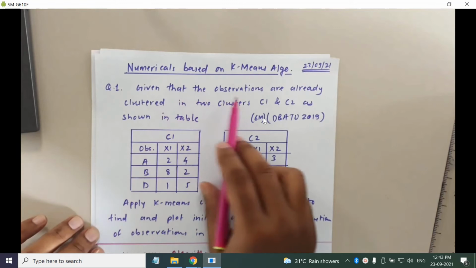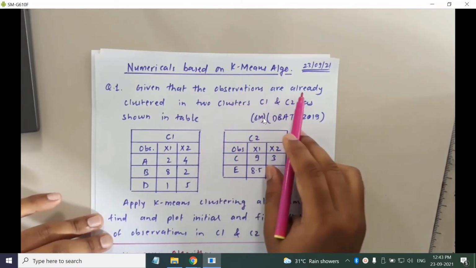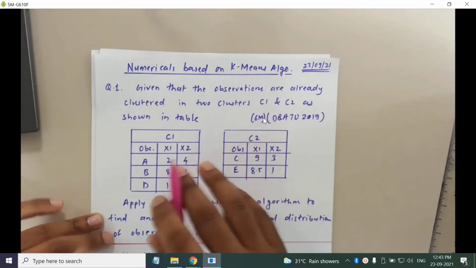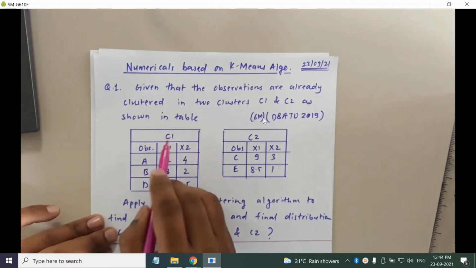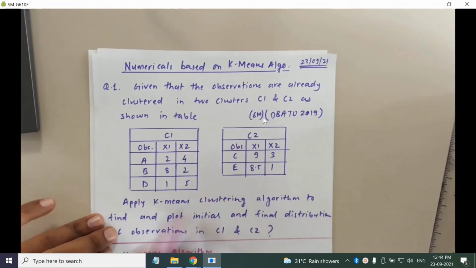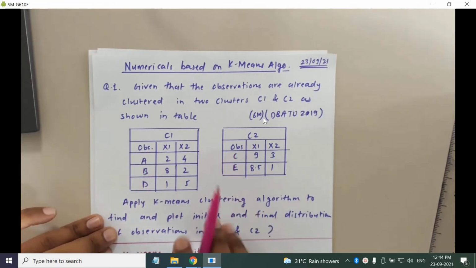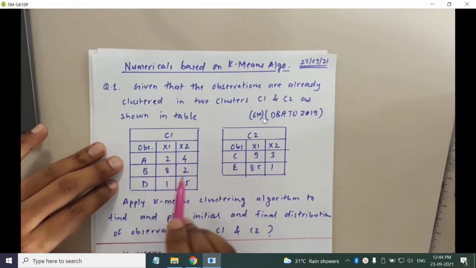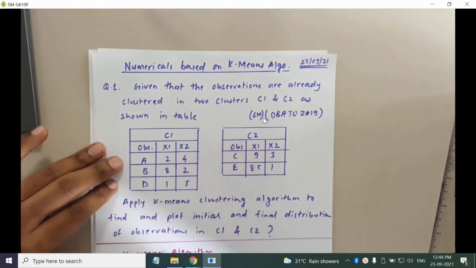So given that the observations, okay, so sample, points, observation means the same thing. Observations are already clustered into clusters C1 and C2. They are already clustered randomly as shown in the table. So these are the data points belonging to the C1 cluster and the C2 cluster. These are just the labels, observations A, B, D, and C, E. So 5 observations are given. Their values are given. So they are 2-dimensional points. So we have x1 and x2 readings.